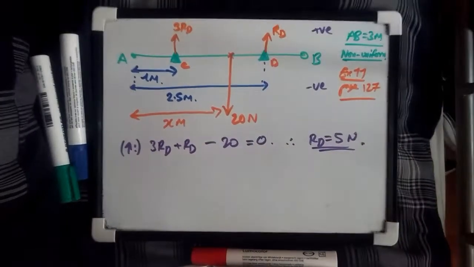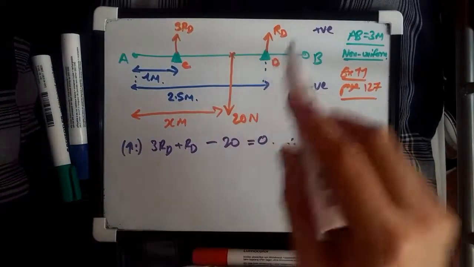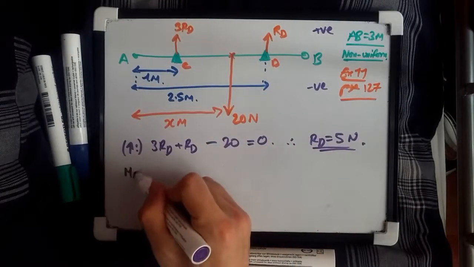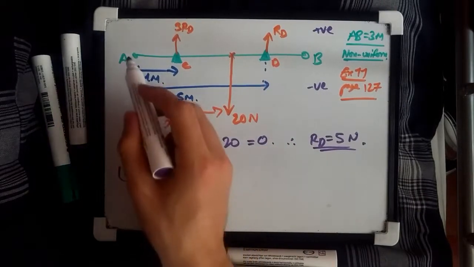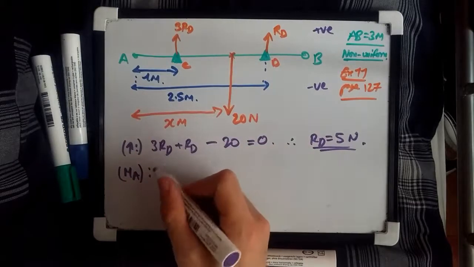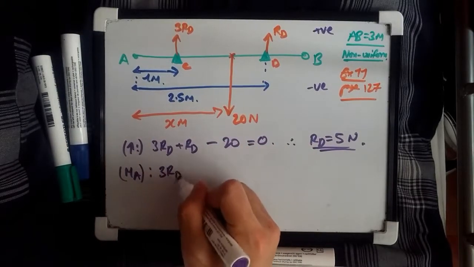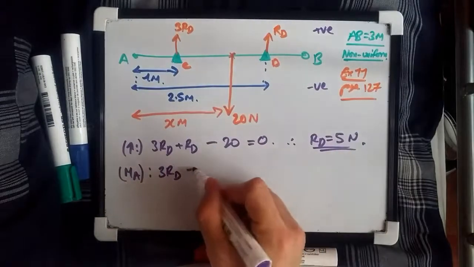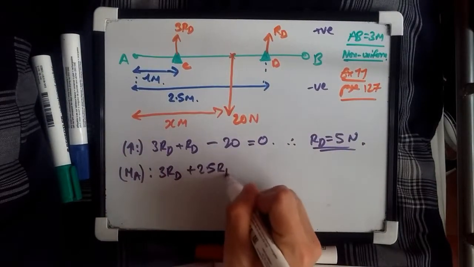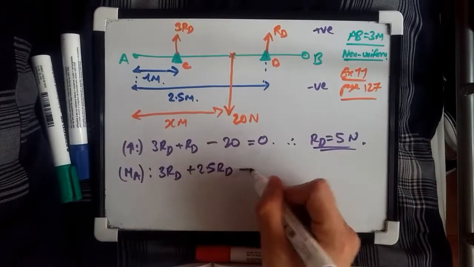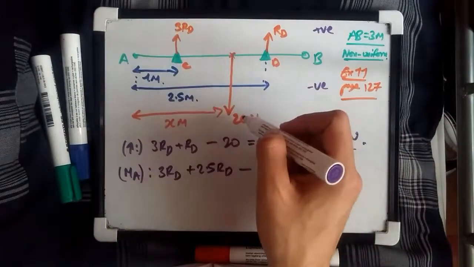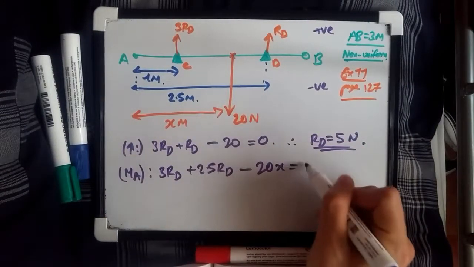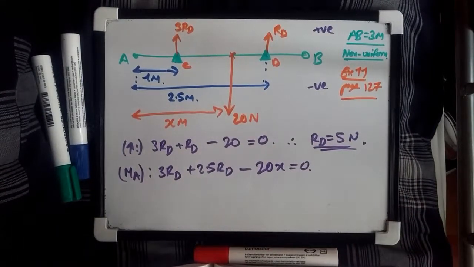So without further ado, let's jump in. The way this works, moments is always distance times force. Taking moments about A, we've got 1 times 3RD, which is 3RD, plus this distance, 2.5 times RD, which is plus 2.5RD. Now working downwards, we only have the 20 newtons, so distance X times 20, which is 20X. And all of this equals 0.